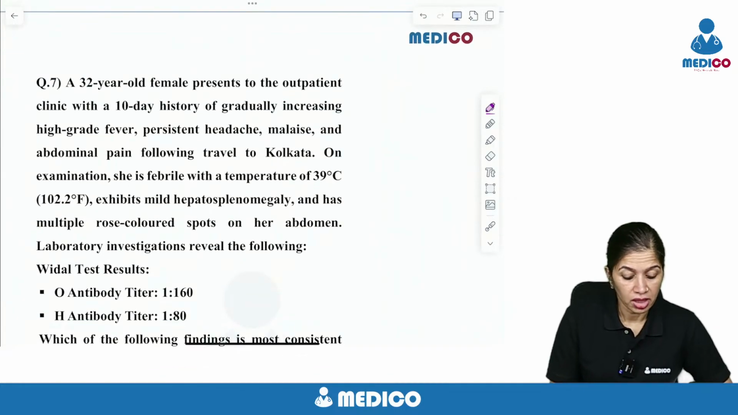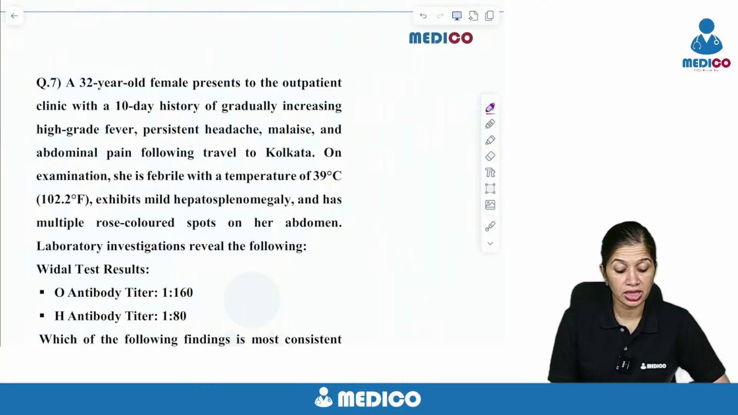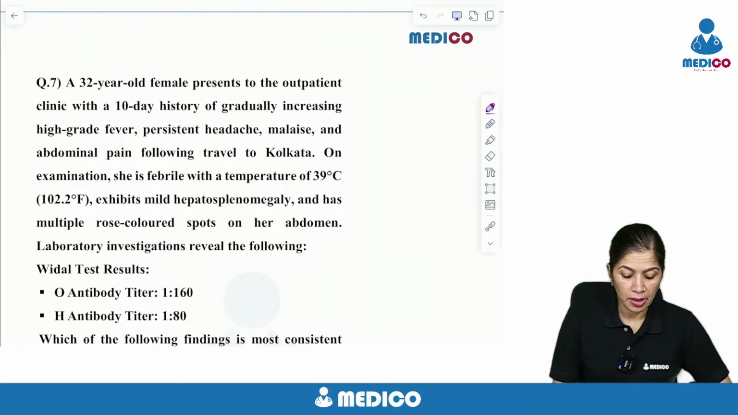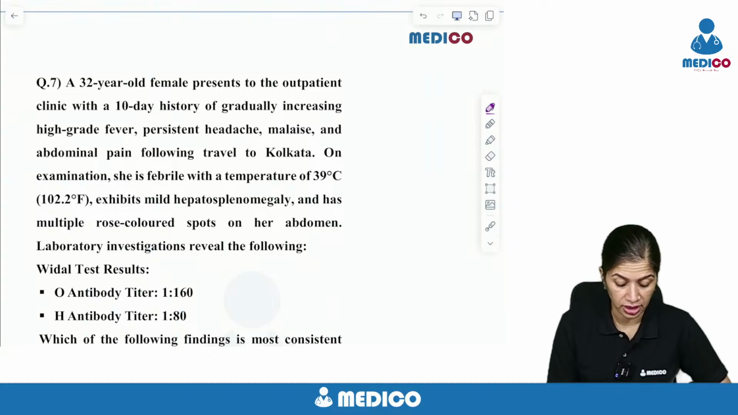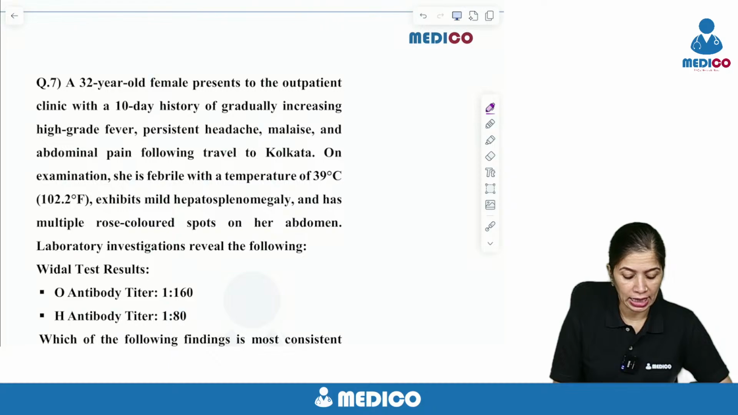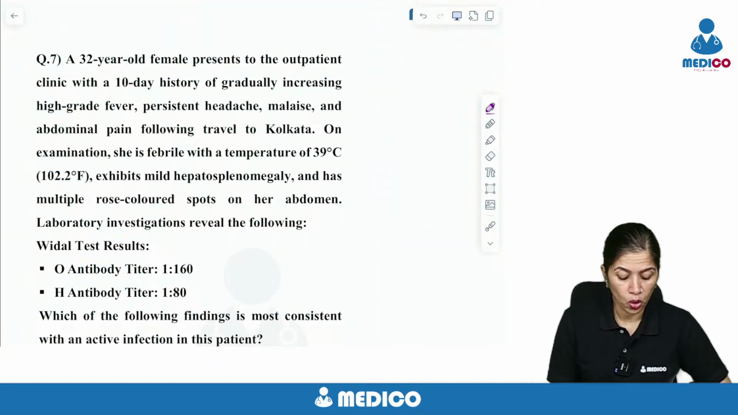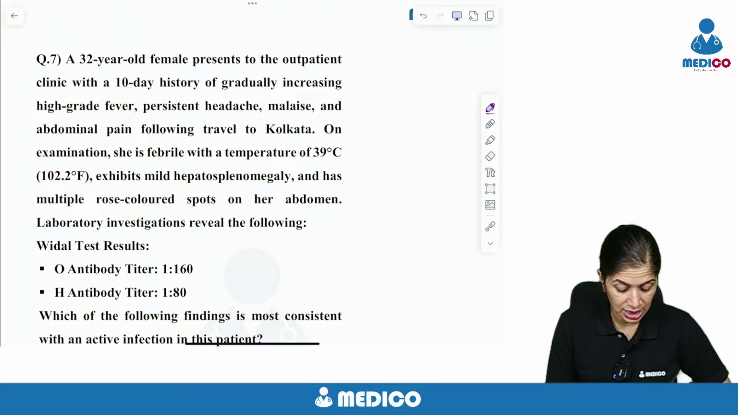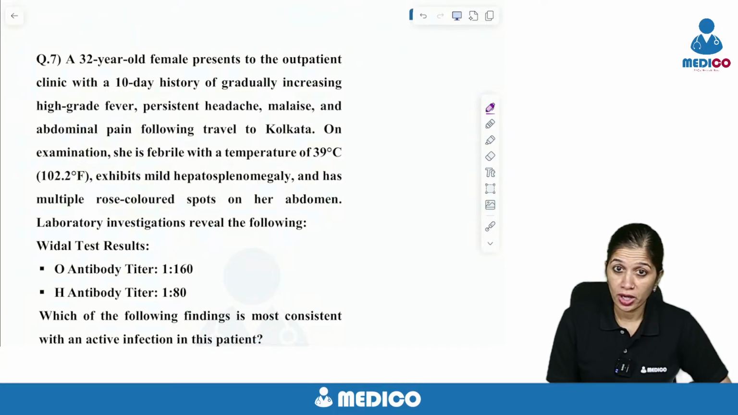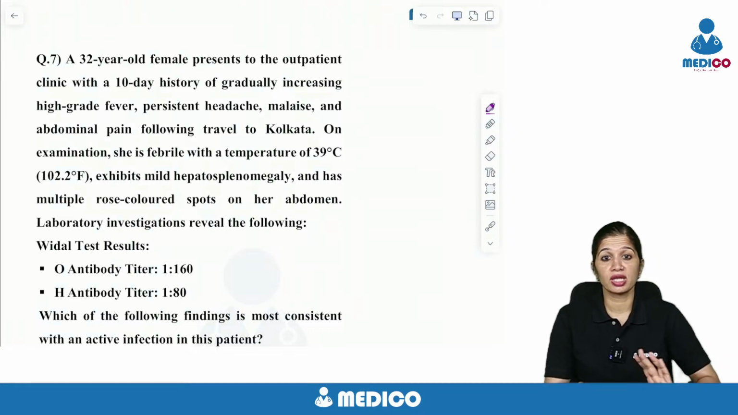The next question: a 32-year-old female presents to the outpatient clinic with a 10-day history of gradually increasing high-grade fever, persistent headache, malaise and abdominal pain following travel to Kolkata. On examination, she is febrile with a temperature of 39 degrees centigrade or 102.2 degrees Fahrenheit, shows mild hepatosplenomegaly and has multiple rose-colored spots on her abdomen. Lab investigations reveal the following. The Vidal test result is O antibody titer 1 in 160 and H 1 in 80. Which one of the following findings is most consistent with an infection in this patient?